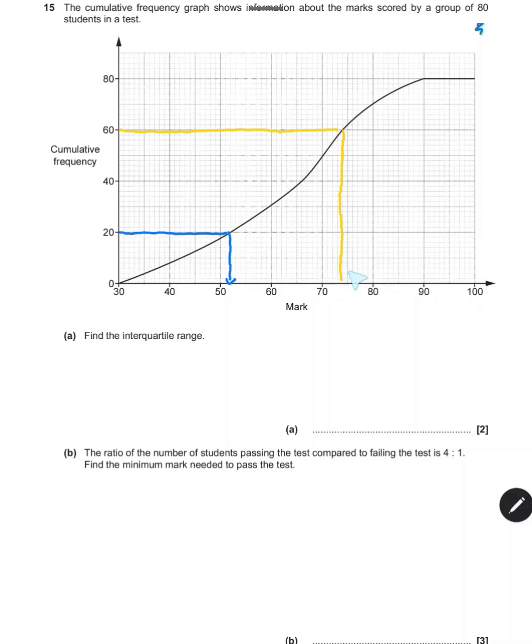I want these things called the upper quartile and lower quartile. So the upper quartile, 3/4 of the way up the cumulative frequency, read across, read down. I think that's 71, 2, 3, 4.